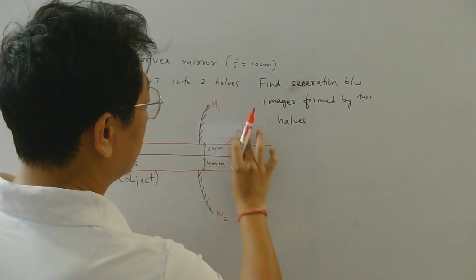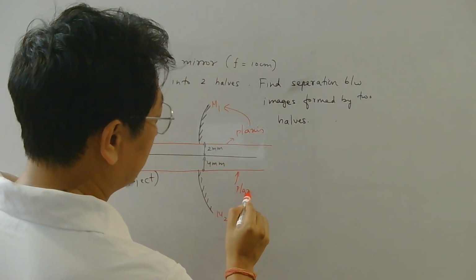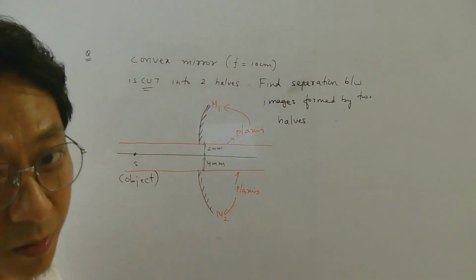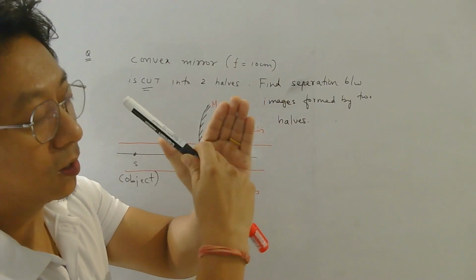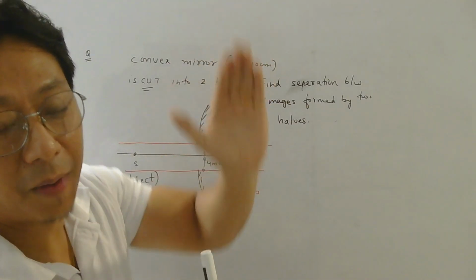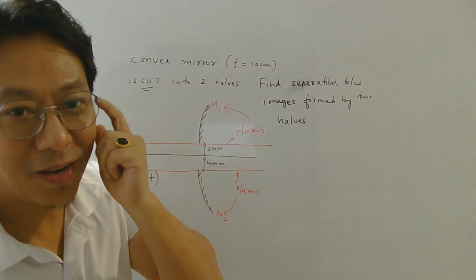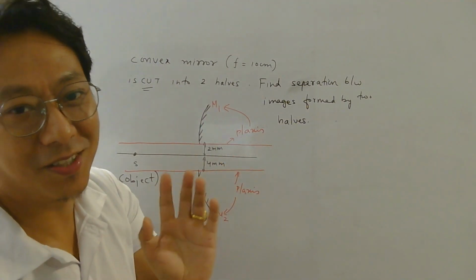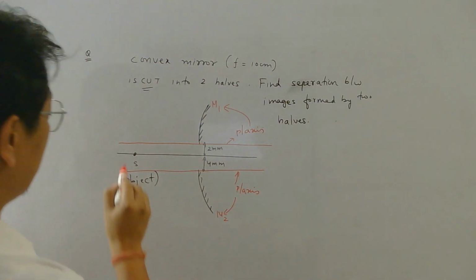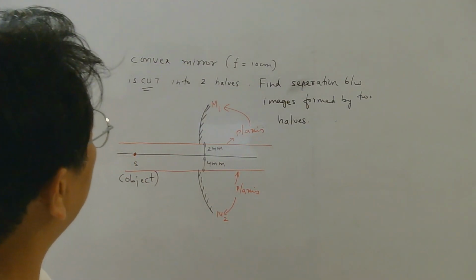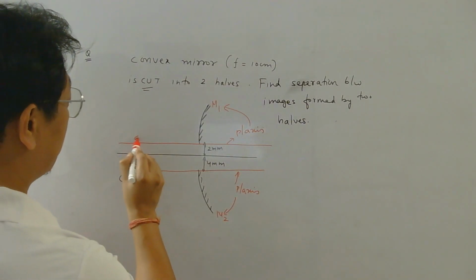So this is your principal axis for the first half, and this is the principal axis for the second half of the mirror. That is because, see, if this is the mirror and this is the principal axis, and you cut like this and take that part up, the pole is still there, right? So that will still be the principal axis. The principal axis is a line passing through the pole and center of curvature, right? So this is not the principal axis, be careful. Now here is your object, a source, which is kept at some distance from the mirror, which has to be given. So it is given at a distance of 10 centimeter.